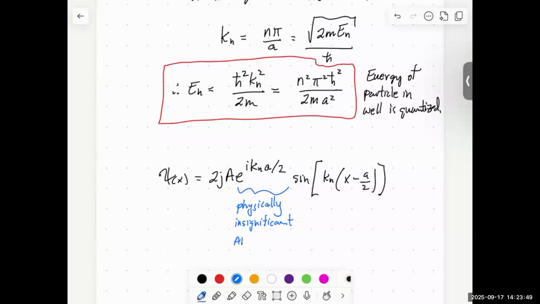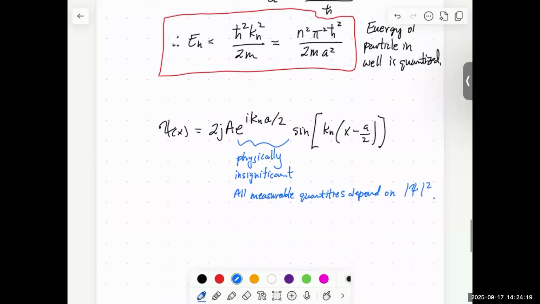So all calculated quantities depend on, sorry, I should say all measurable. That's a better way to say it. All measurable quantities depend on psi squared. Okay, so what I'm going to do is define all of this as A_k prime, some other constant, and we're going to use normalization to find it.